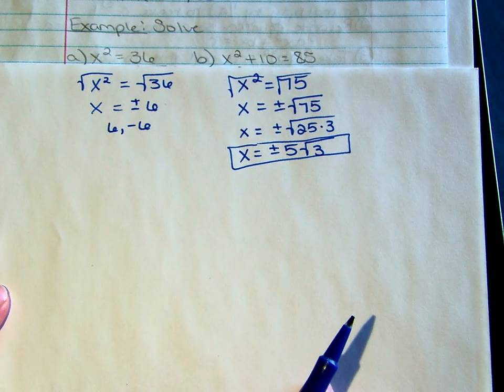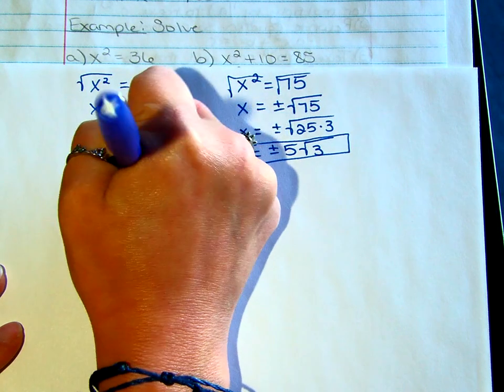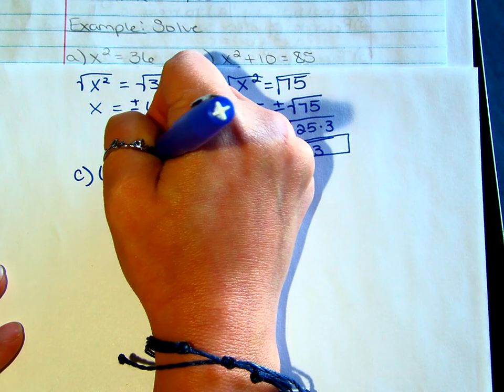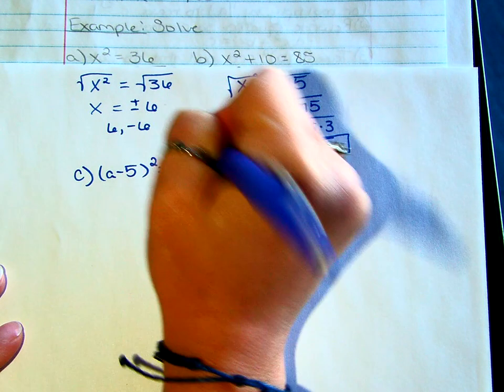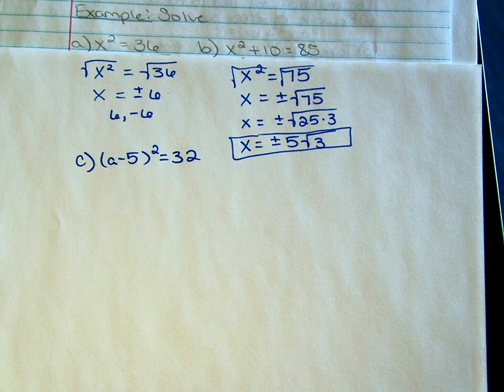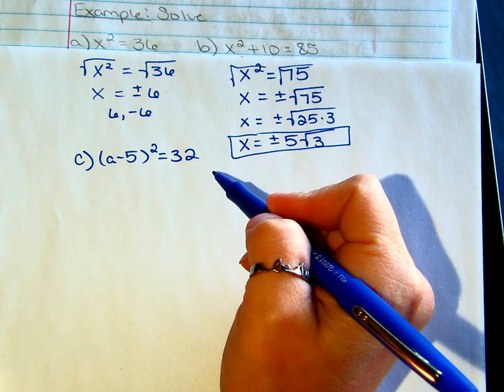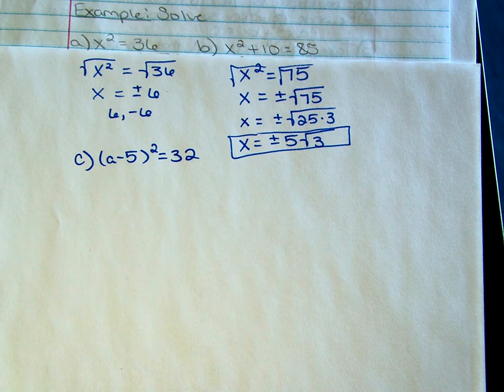All right, the last one we're going to do looks a little bit different than the other two. Simply because we're going to have something in the set of parentheses squared. And that's okay because that could be representative of x. And we have x squared equals 32. We can still take the square root of both sides even though it's a binomial that's being squared.